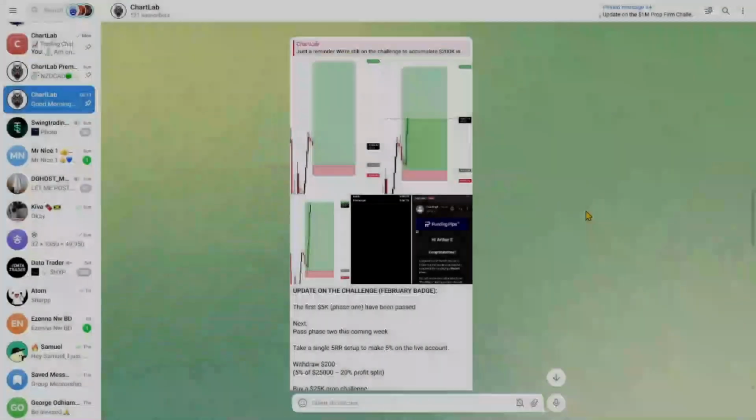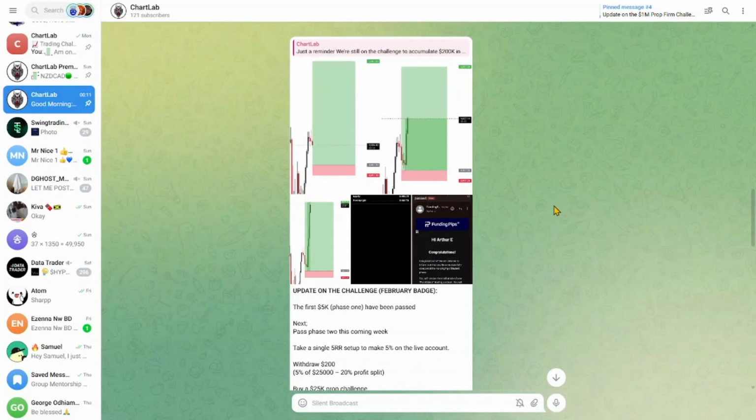Alright, so just a reminder, we are actually still on this challenge we started. So basically, this challenge is where we are. We are trying to accumulate 200k in profit capital. I started this challenge to help my students build capital. So the goal is to start with the smallest profit and scale up to 200k in profit capital. How are we going to do this? We're going to buy a 5k account, then we're going to pass it, trying to make 4% on it.